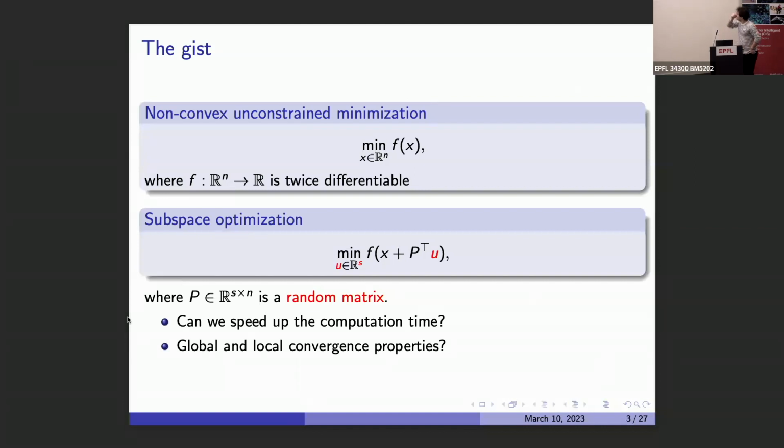So the two questions we ask are: can we speed up the computational time? And what about the global and local convergence properties of the method?